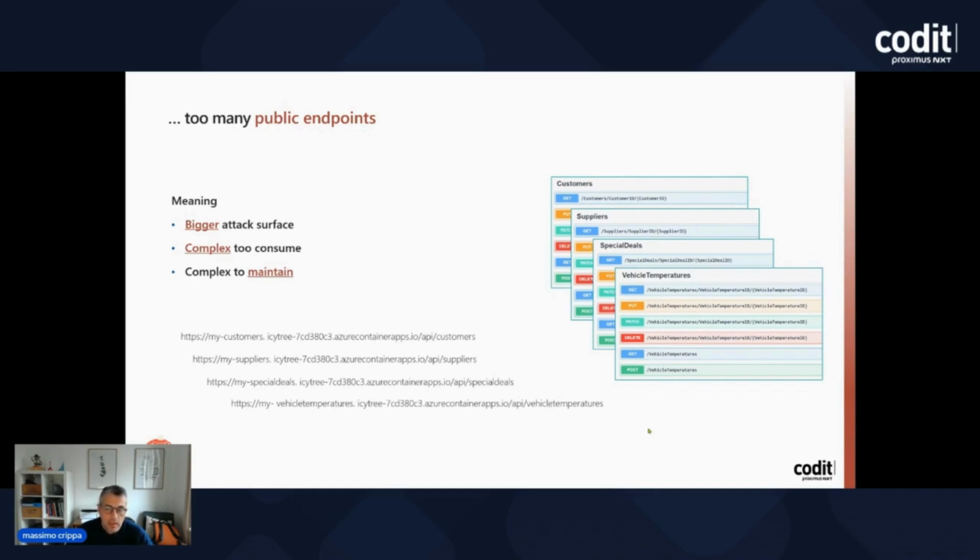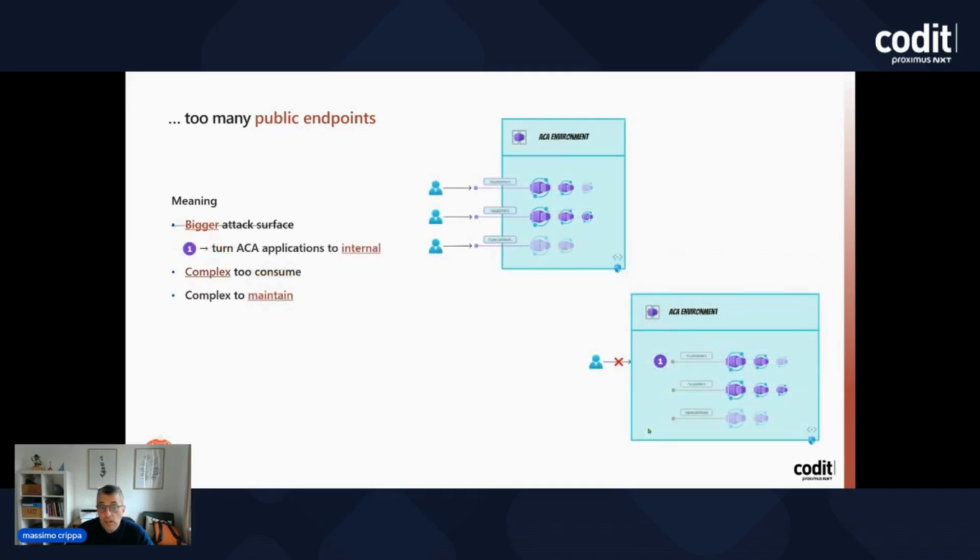Now, how can we have something that is easier, better and more secure? First of all, we can turn our Azure Container Apps from external mode into internal mode. So all of these 3 endpoints will not be accessible anymore to the outside world, as you can see here. In this way, I limit the access to these operations only from within a specific network.